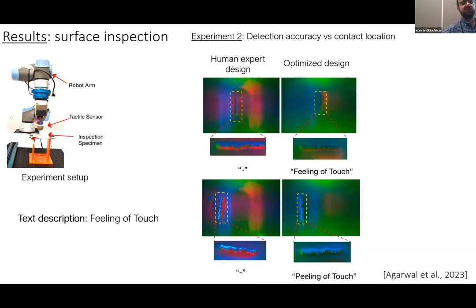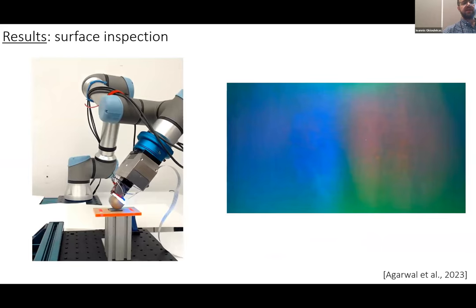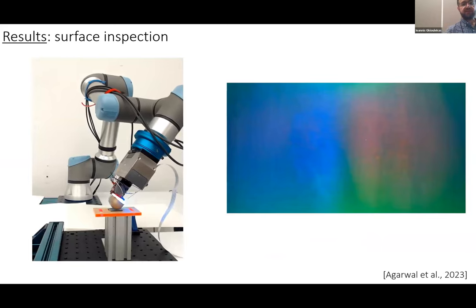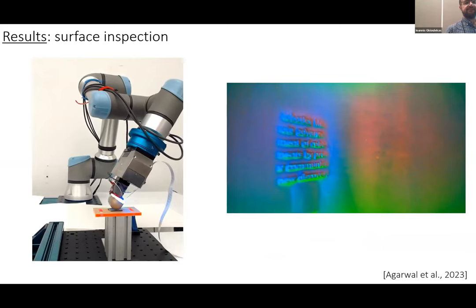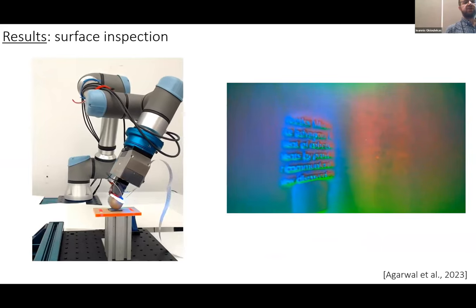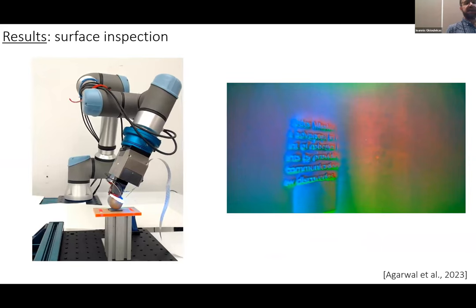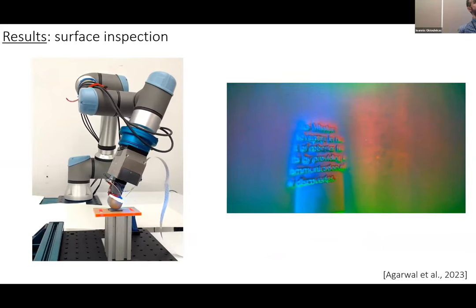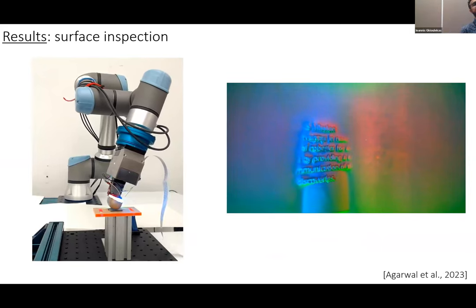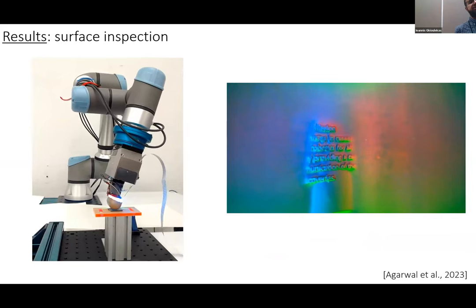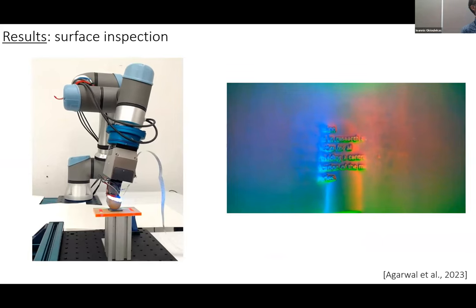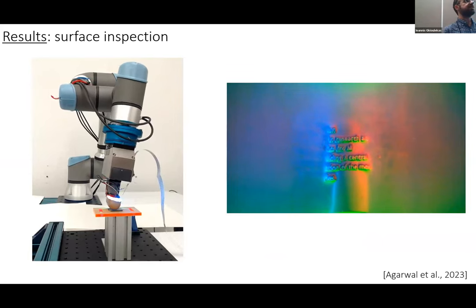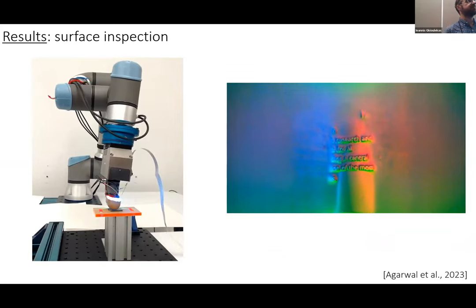A few more examples of the same application. And the last video for surface inspection. Is that not playing? Here we are slowly moving this robotic arm on the left to visualize again, effectively through a tactile sensor, all of the text in this surface. Okay, so any questions while this video is playing?